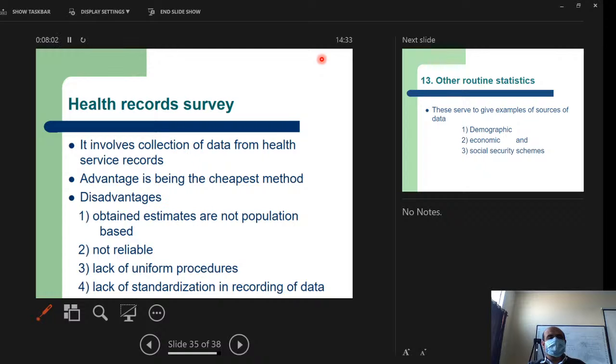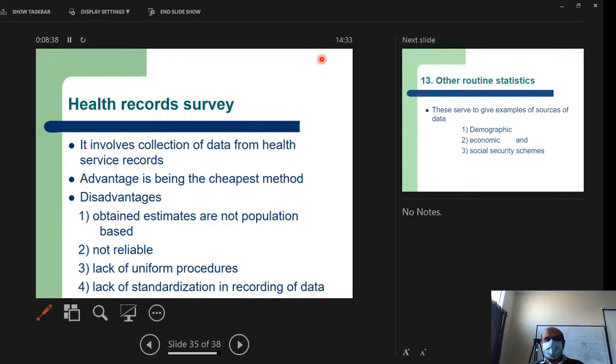I'll repeat again. The health record survey involves the collection of data from the health service records, like hospitals, institutions, operation theaters, and various PHCs, CHCs, and all. The advantage is that it is the cheapest method of doing a survey. You just go to the facility and cross-check the information from the health records.